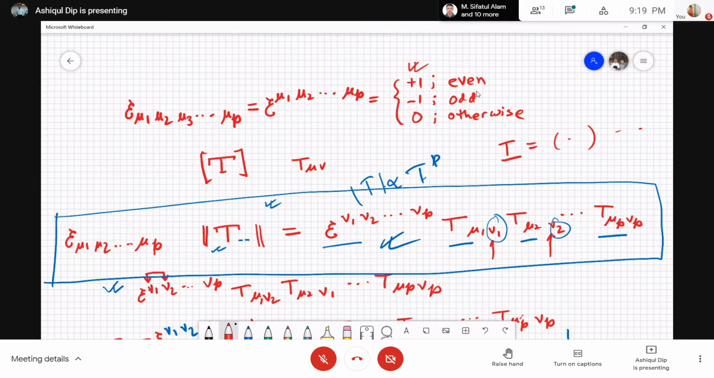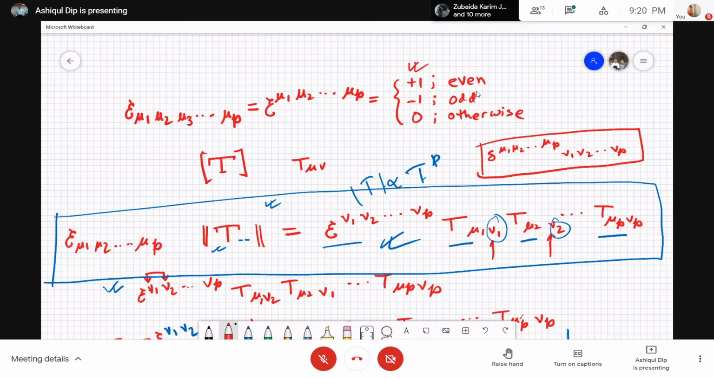Can this type of forceful definition ever produce a tensor? Yes, we know at least one case: this Kronecker delta, with indices mu1, mu2 up to mu p, and mu1, mu2 up to mu p. This arbitrarily defined object, these are tensor components always. These are numbers: plus one, minus one, zero.